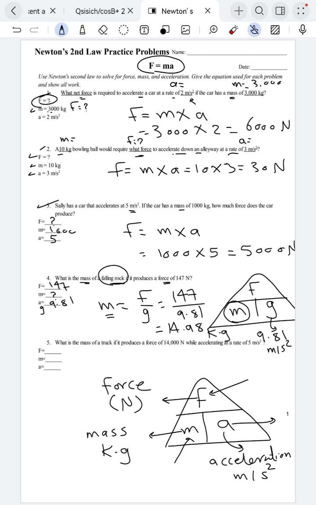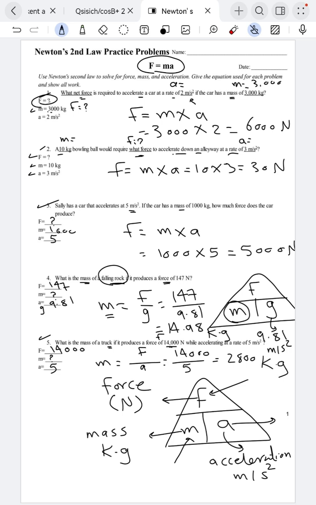So the fifth one here, what is the mass of the truck? So again he's asking about the mass if it produces a force. So this is the force, so force is equal to 14,000 while accelerating, and the acceleration here is 5. So I can again make M equal to force over the acceleration. The force here is 14,000 and the acceleration is 5, so I can divide 14,000 over 5, which is equal to 2,800 kilogram. And that's it.